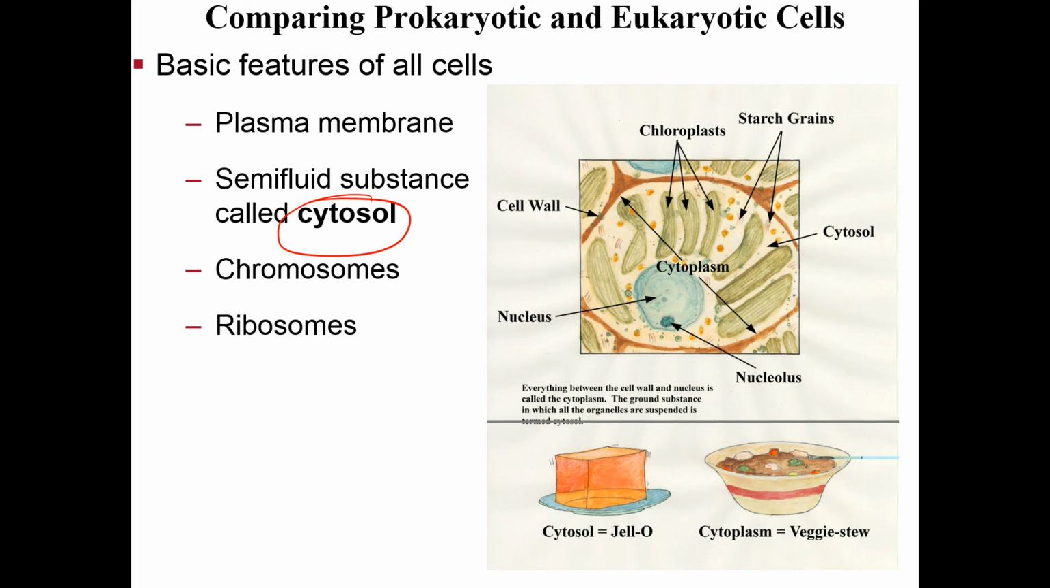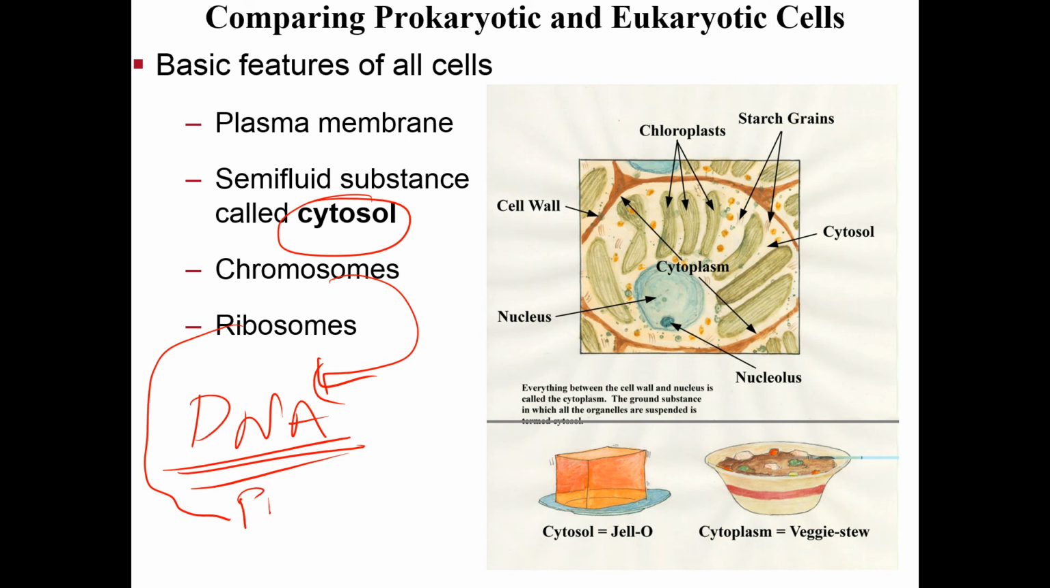Now, prokaryotic and eukaryotic cells both have ribosomes, and they also have chromosomes. If you're talking about prokaryotic and eukaryotic cells, there are some differences in terms of the number of chromosomes. But in this case, they all have DNA as their source of genetic material, and they all have ribosomes. Ribosomes are basically little bitty protein factories.